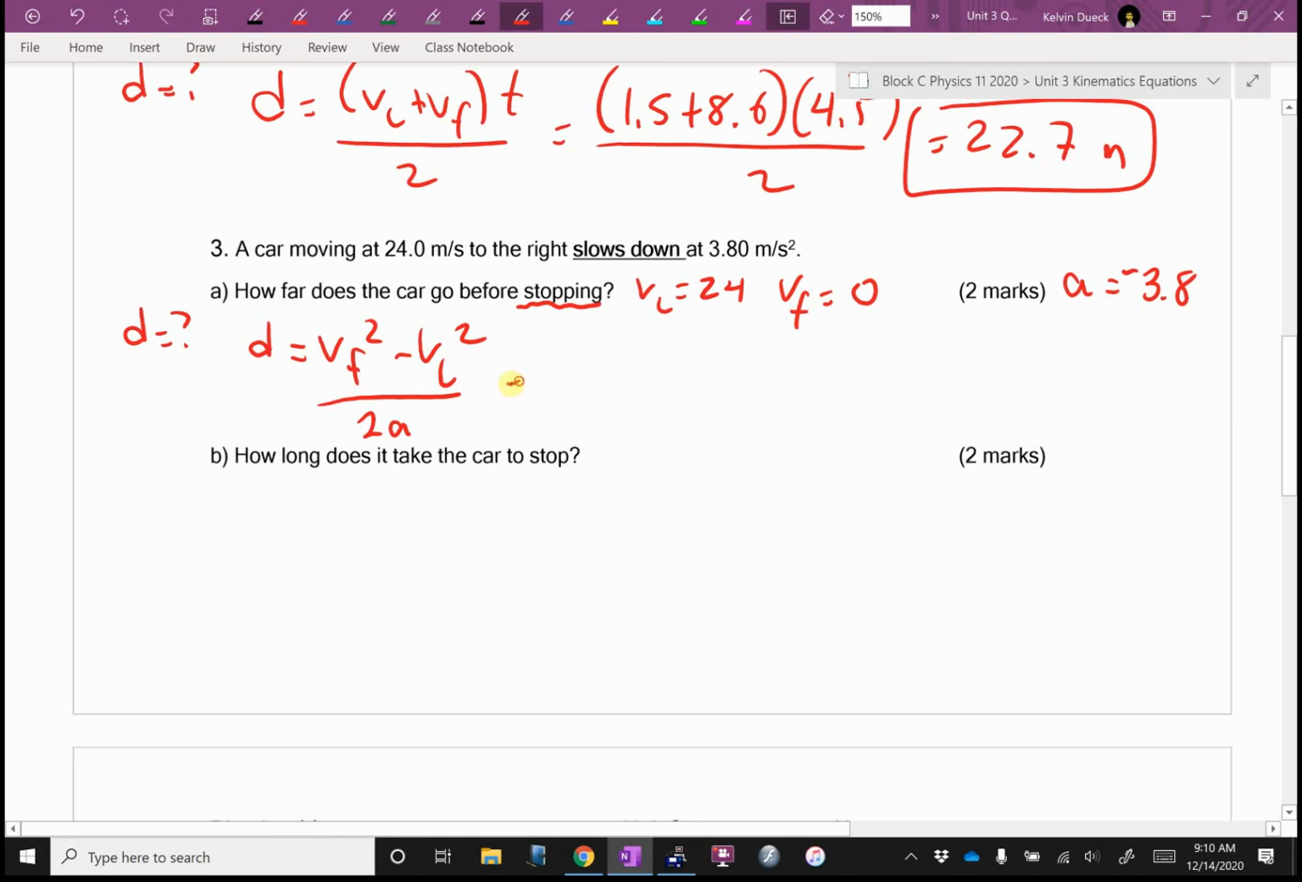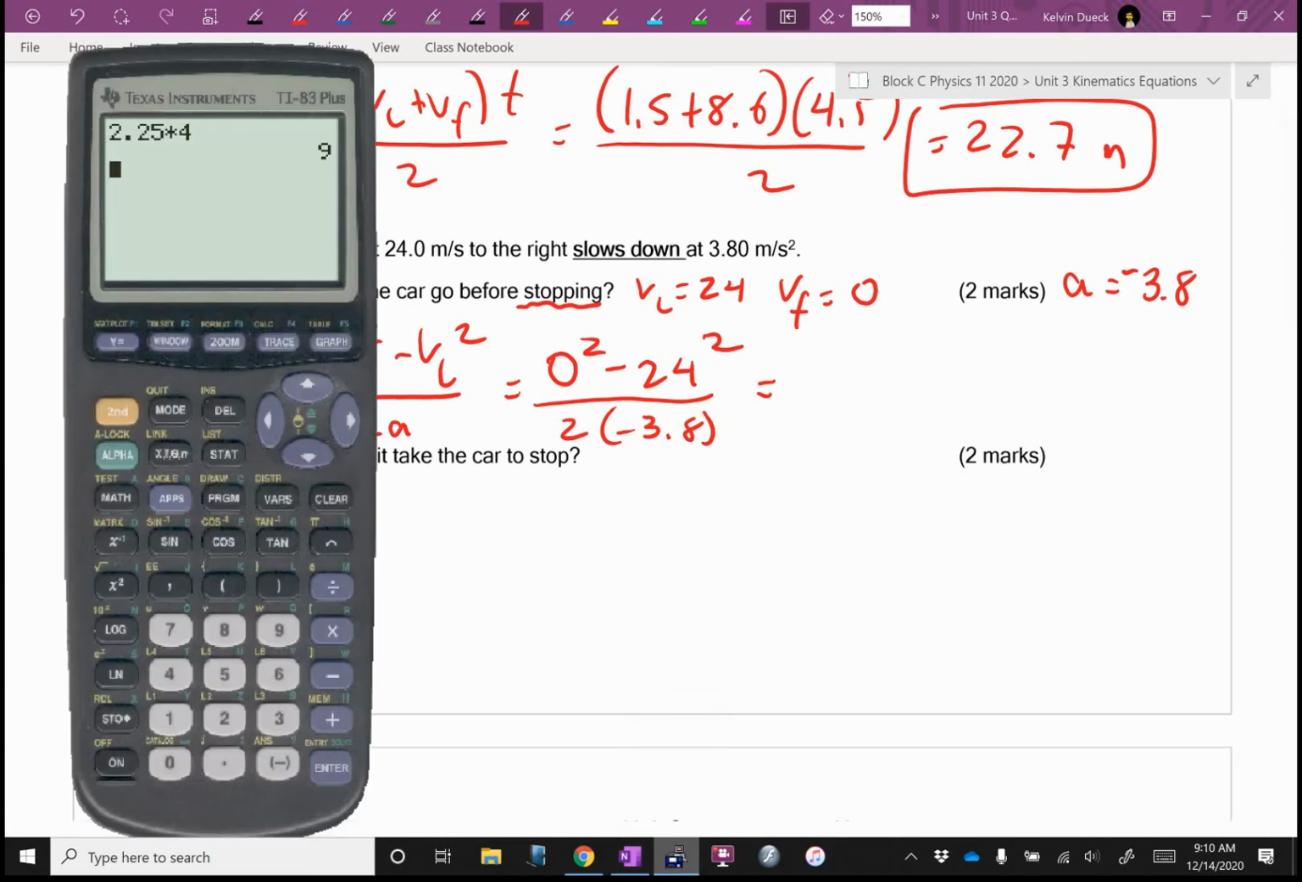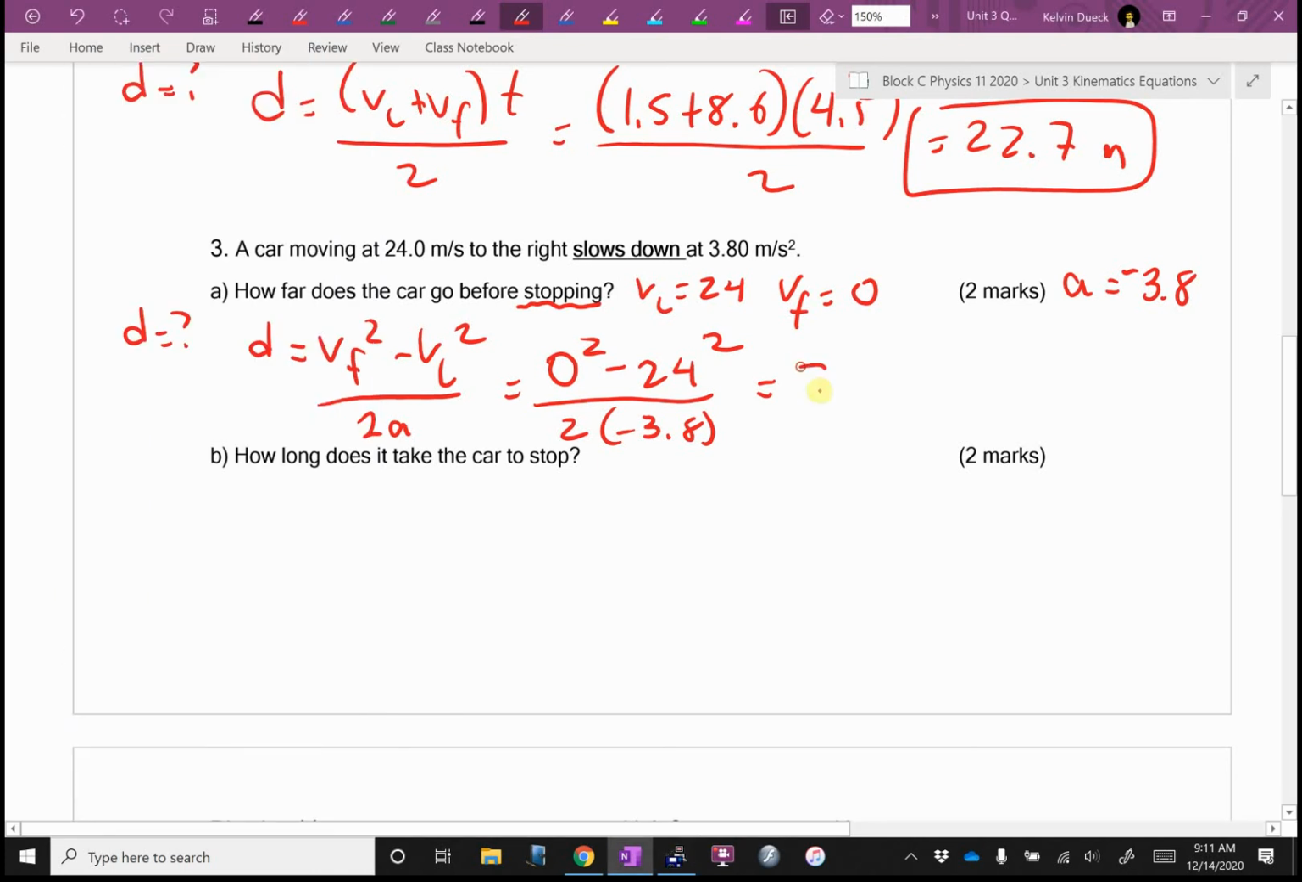Tricks of the trade. So it's going to be 0 squared minus 24 squared all over 2 times negative 3.8. No idea what the answer is here. Definitely brackets around the top and brackets around the bottom. Do y'all get 75.8? Not 7. And that's meters.